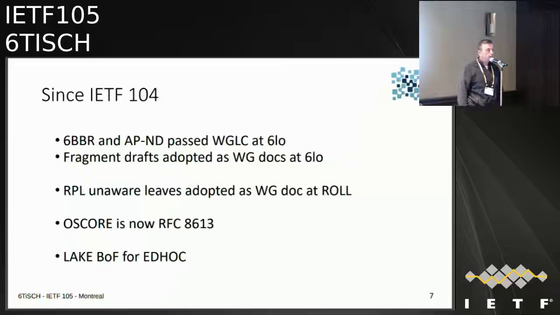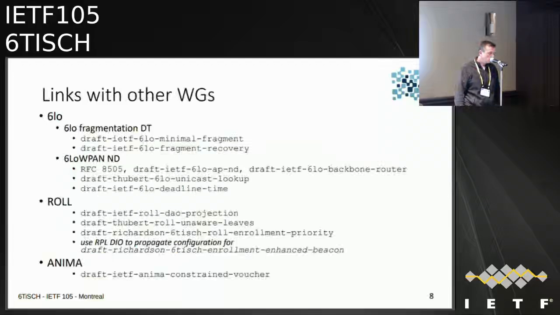Ripple and aware leave, which is also a nice thing for us, is adopted at ROLL. OSCORE, on which we depend for Minimal, is RFC. And so the last thing that was really impacting us, which is this Lake discussion, is now happening, and there was a BoF at this IETF. And that's where EDHOC could sit if it's adopted. We still have a number of things happening that relate to us in different working groups. At this point in time, the most interesting is probably the ANIMA constrained voucher. So I expect that when you talk about zero touch, Michael will give us a status on the constrained voucher as well.